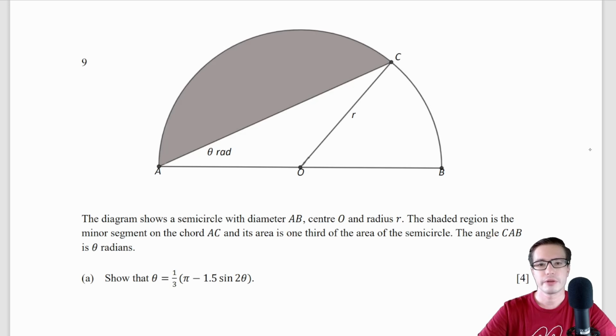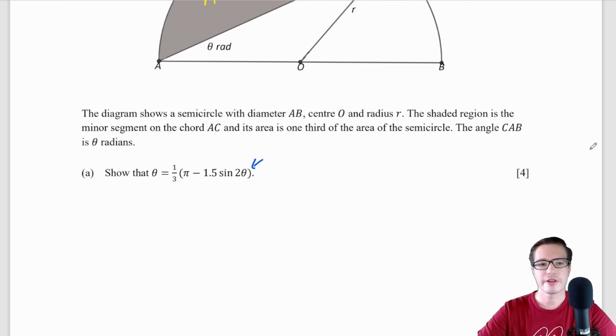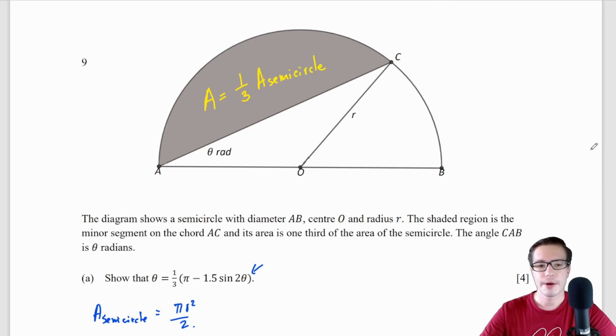Okay, next question. We know that the area of the segment should be equal to a third of the area of a semicircle. And this is going to be our starting point for getting this equation. To begin with, the area of a semicircle is going to be pi r squared over 2. Now the area of the segment is going to be the area of the sector AOC minus the area of a triangle AOC.